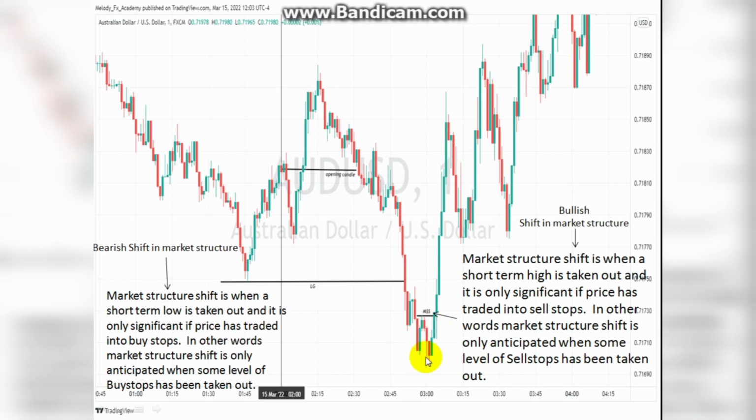Now talking about order blocks, this is also an order block, but we'll come to that later. This is also another block, but we'll come to the term order block later. Now this is a market structure shift, price traded upwards.